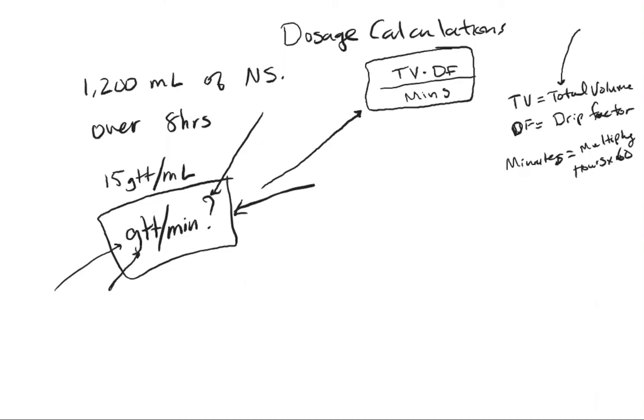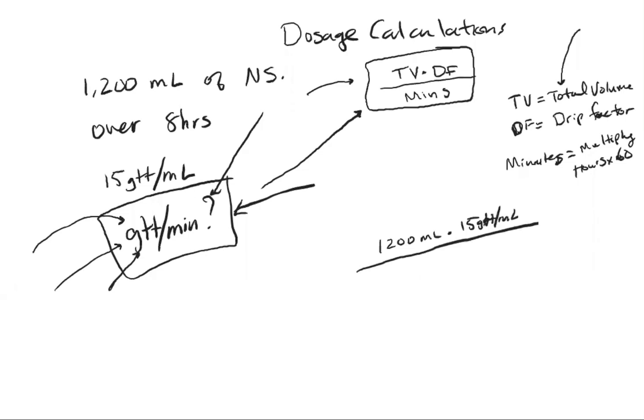So let's start plugging it in. We know that it's asking us for drops per minute, so we know it's drip factor. The formula is total volume times drip factor divided by minutes. Where is your total volume, sir? The total volume is 1,200 mL. And what do we multiply that by? The drip factor, which is 15 drops per mL.